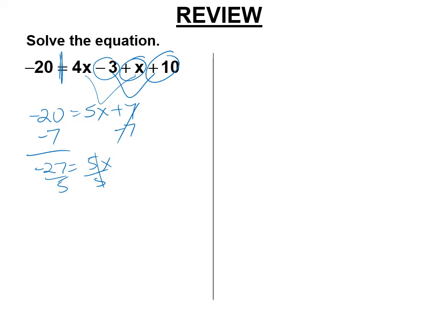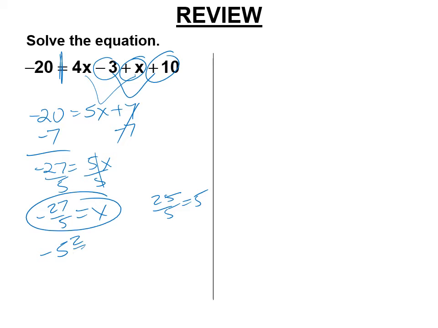And so this one doesn't come out that nicely. I want to make sure I did everything right when that happens, and I did. So this is negative 27/5. You can leave it that way. 25/5 is 5, so this is negative 5 and 2/5, which is also negative 5 and 4/10. So all of those are correct. I'd stick with negative 27/5.